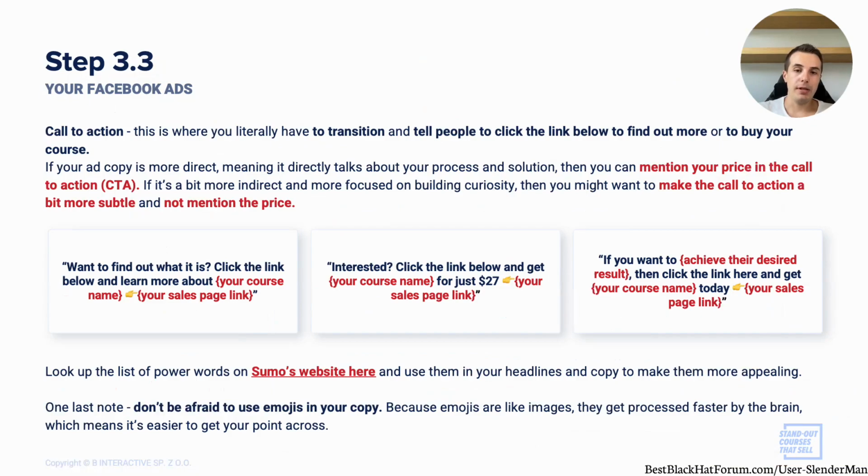So 3 examples would be: want to find out what it is, click the link below and learn more about your course name, and just insert your sales page link. The second example would be interested, click the link below and get your course name for just $27, and then just give them the page link. Or if you want to achieve whatever result you want to achieve, then click the link here and get your course name today, and again insert your sales page link.